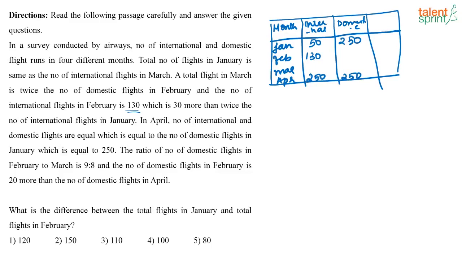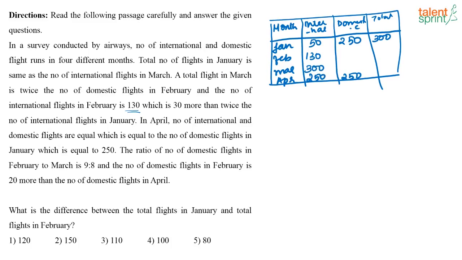Now let us look at the first statement that was given, right? We did not use that. The total number of flights in January is the same as the number of international flights in March. So what is the total number of flights in January? Total flights is nothing but the sum of the international flights plus the domestic flights. So 250 plus 50, that is 300. Now what is this 300 equal to? This is equal to the total number of international flights in March. So this 300 is equal to the number of international flights in March.